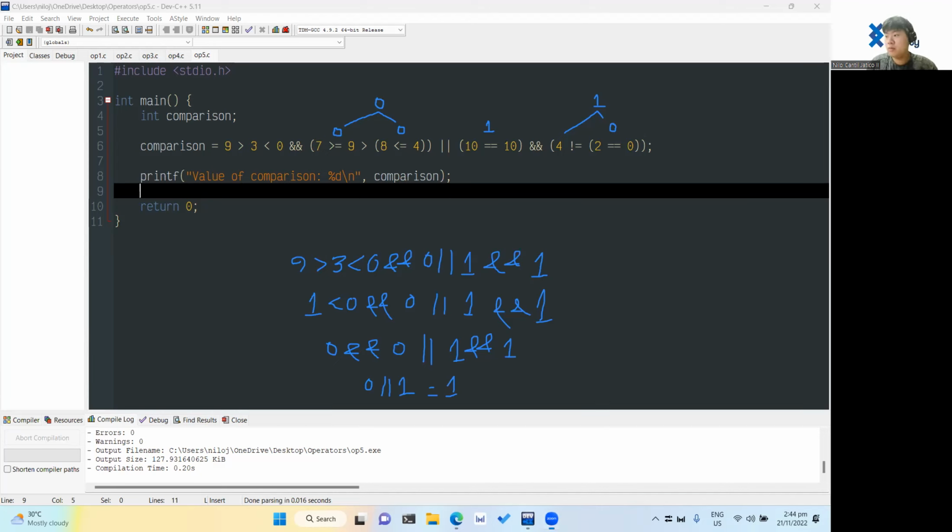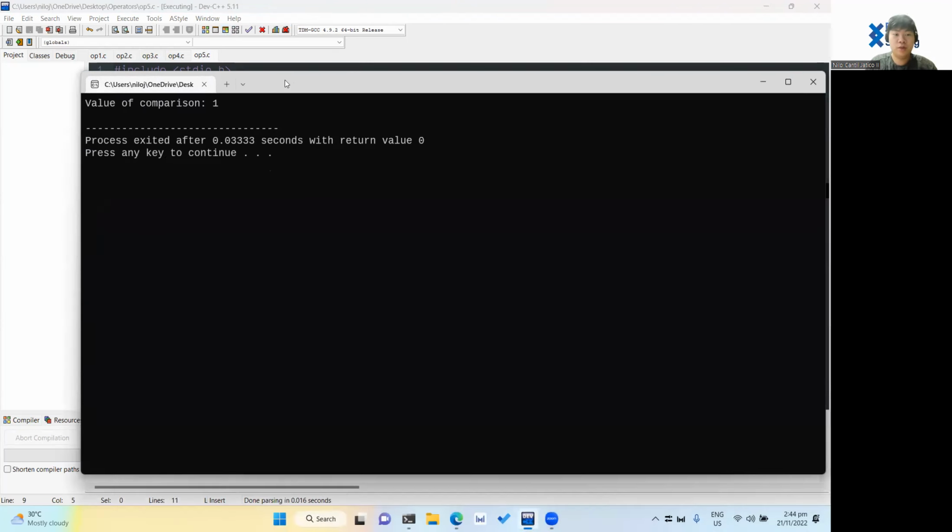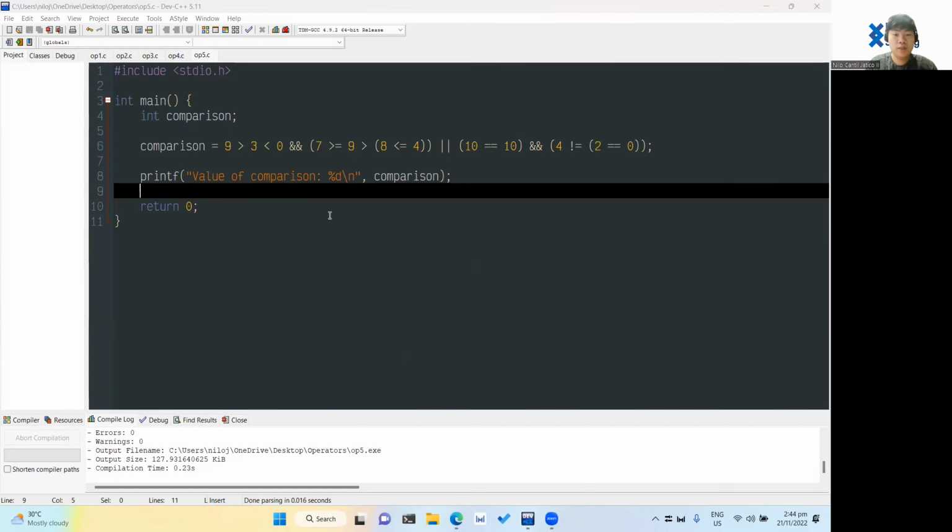So let's try to double check first. So let's clear all the drawings and then we run this program. The answer here is 1. And that's basically it for the operators in C. I do hope that you understand the brief concept regarding this.